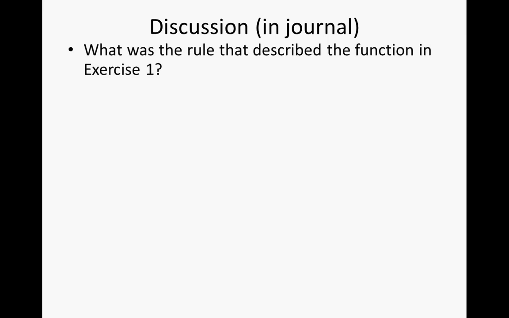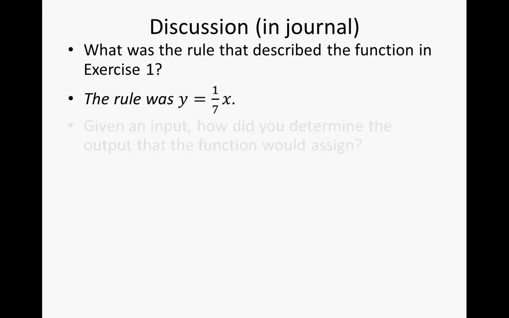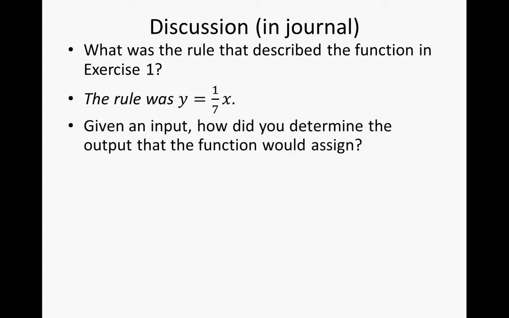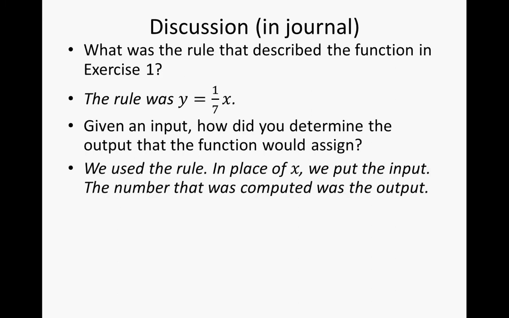Alright, so let's go ahead and discuss those answers. What was the rule that described the function in exercise 1? The rule was y is equal to 1/7 times x. Given an input, how did you determine the output that the function would assign? Well, if you use the rule and in place of x we put the input, the number that was computed was the output.